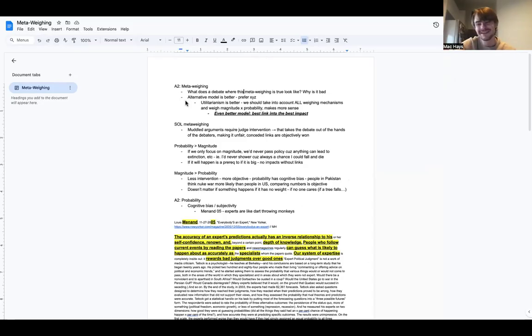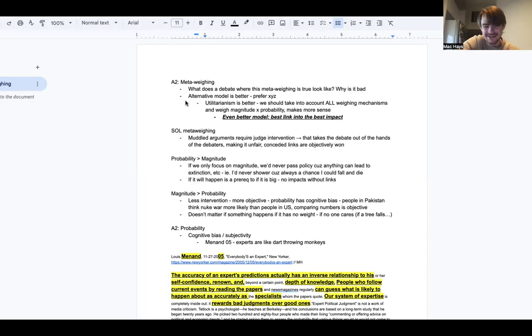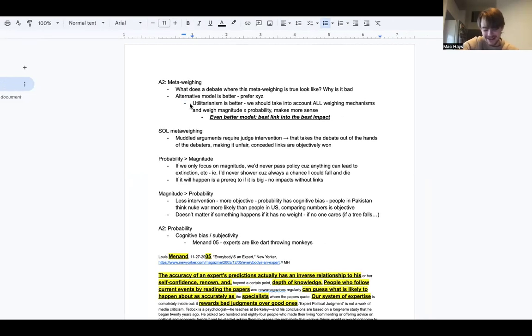I'm going to be completely real with you. I think this is pretty lazy debate. I think these are pretty lazy ways to compare weighing, for a lot of reasons.